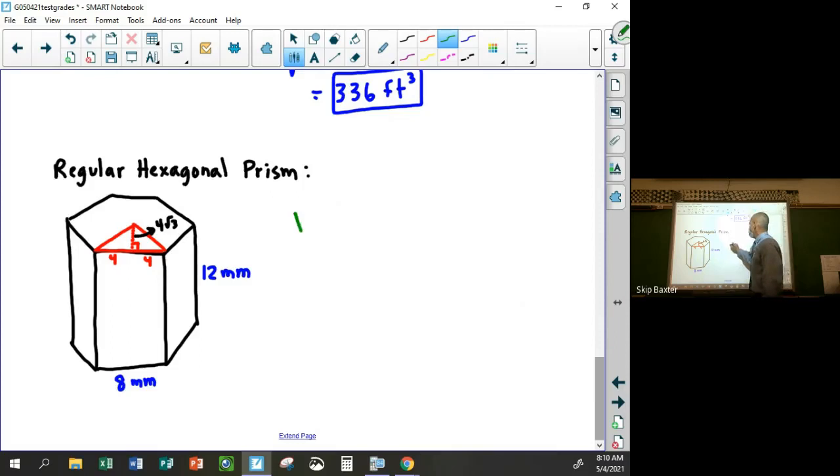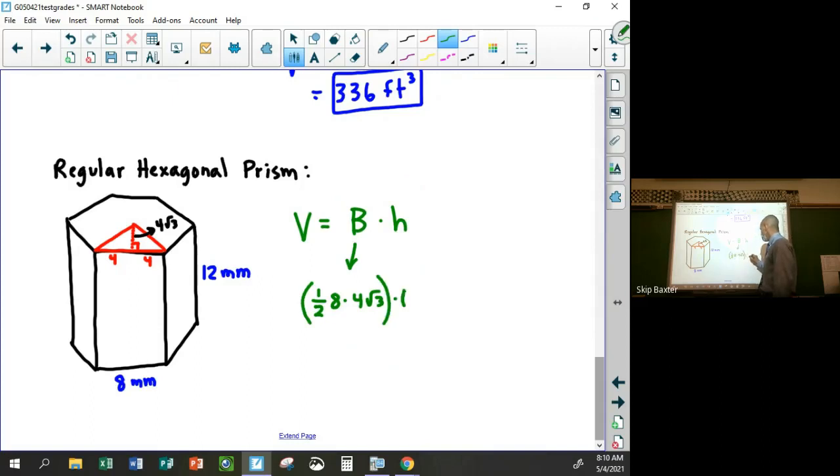We can say the volume is the area of the base times the height. The area of the base, that's the area of that hexagon. It's really just the area of this red triangle times 6, right? So it's 1/2 times 8 times 4 radical 3 times 6. That whole thing there is the B part. Any questions on that? Times the height of this prism, which is 12.